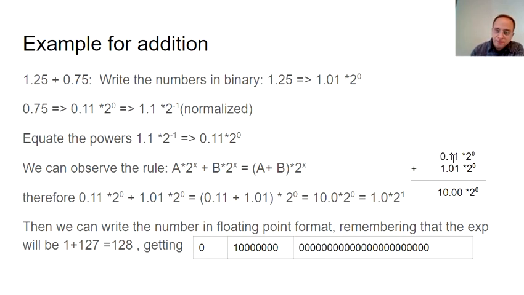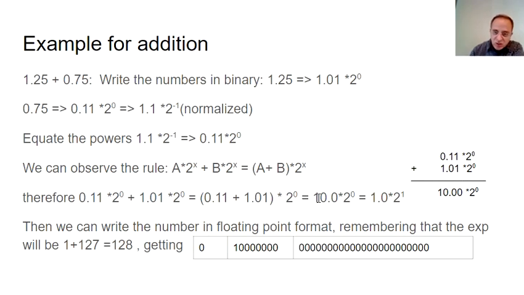0.11 plus 1.01. Well, 1 and 1 is 0, carry the 1. 1 and 1 again is 0, carry the 1. 1 and 1 is 1, 0, so I get 10.00. And that's times 2 to the 0th power. But it's not normalized because there's more than 1 digit to the left of the decimal point.